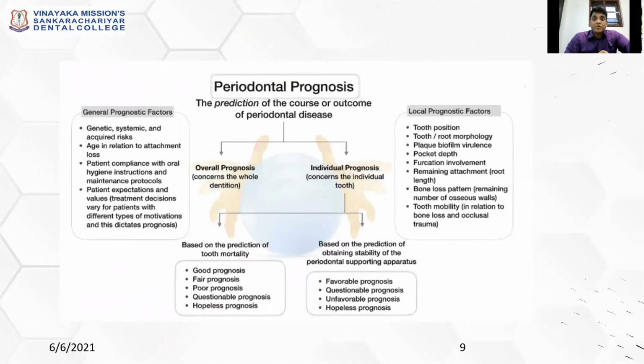So after throwing some light on the risk assessment, what is the importance of prognosis in your treatment plan? Prognosis, on defining it, is a prediction of the course or outcome of the periodontal disease. It is predicting how the disease will progress from now, that means from the day of examination.